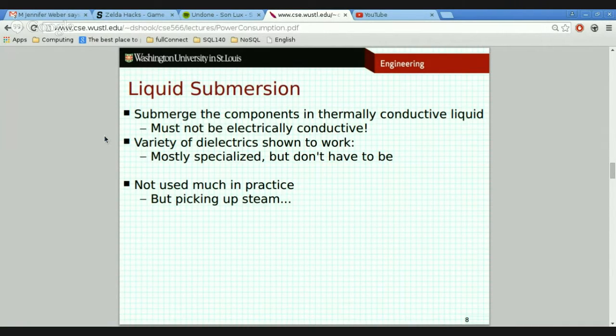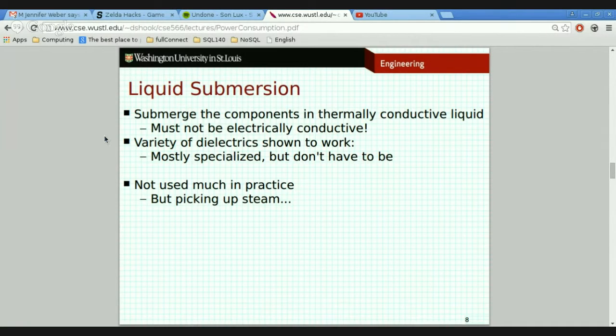So the liquid is going to take the heat that's being produced by the system. However, this same liquid, of course, cannot be electrically conductive. So it has to be something that's inert electrically. Otherwise, we would short the system. Nothing would work, right? So water is out. That would be a horrible liquid to use. What kinds of liquids do work? Typically dielectrics.